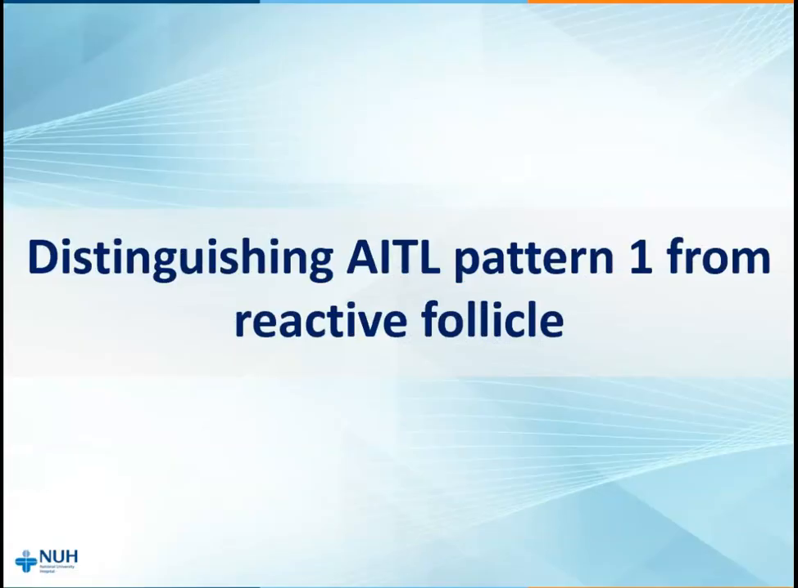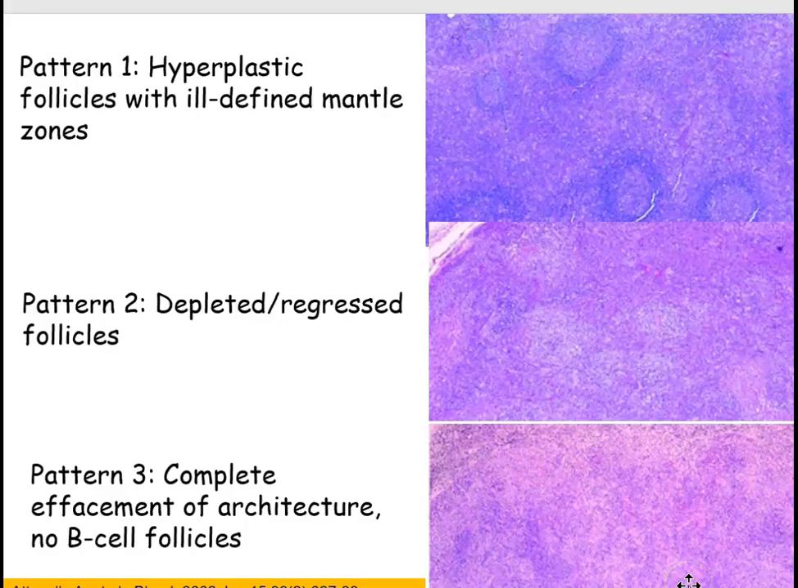Another differential diagnosis that we must distinguish from reactive follicles or reactive follicular hyperplasia is the pattern 1 of angioimmunoblastic T-cell lymphoma or AITL. AITL is a T-cell lymphoma arising from follicular helper T cells, and it develops in stages.